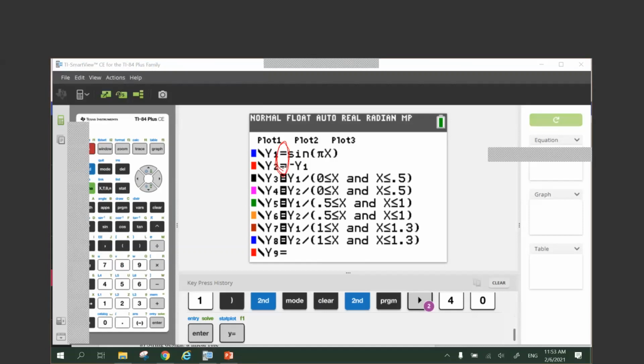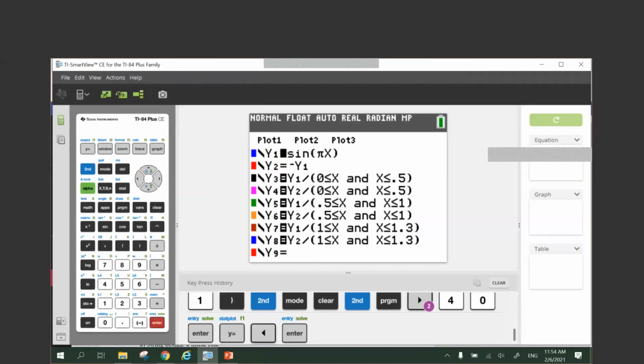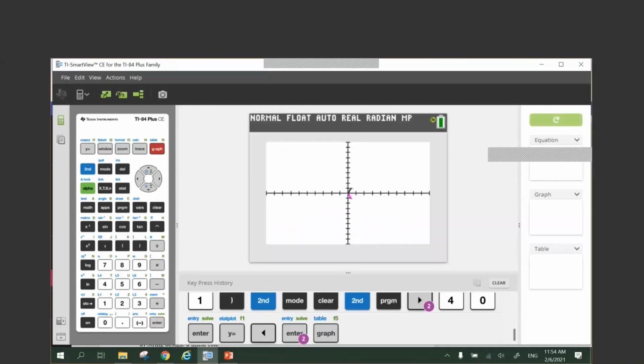Okay, how do you select and deselect equation? So you just use the arrow key. Go to the equation, press enter once is selected. Press enter again is to deselect. So go to the equation and press the equal sign and press enter, or enter again to select and deselect.